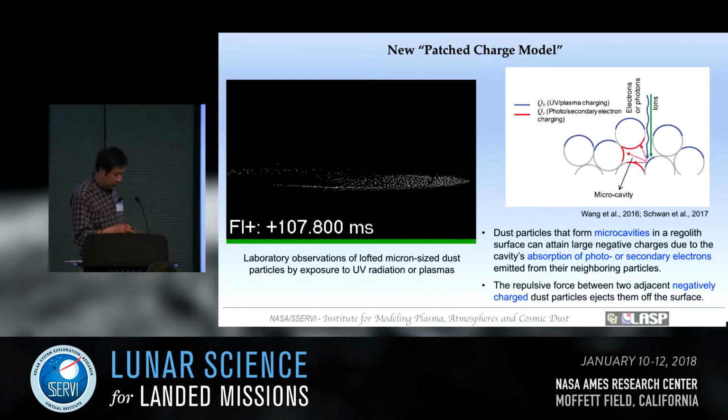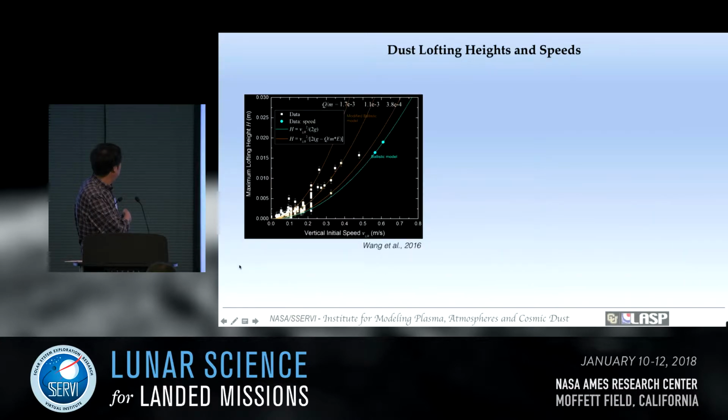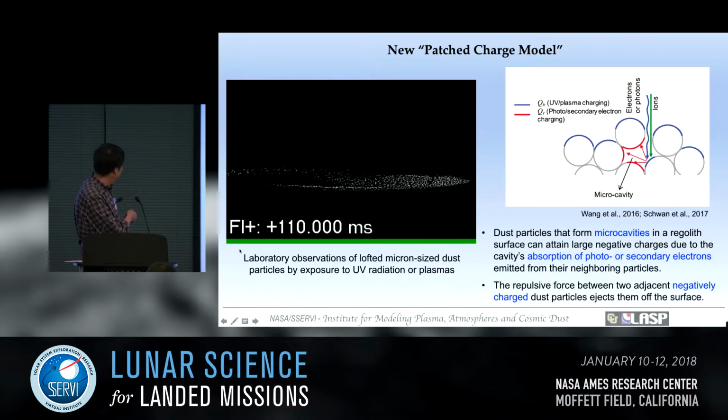We have these laboratory experiments that greatly advanced our understanding of this process. This is the movie I will bring down. It's hard to do this. Oh boy, okay, if you look carefully, you see the particles hopping off the surface just by exposure to a UV lamp or plasmas. And we did a bunch of experiments on lofting and non-lofting conditions.